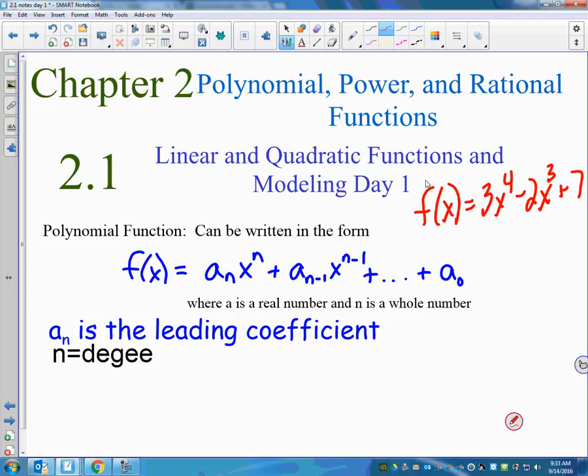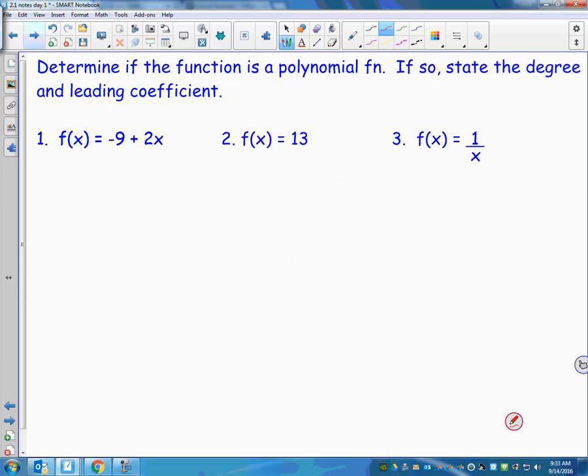Really important that you know that the n, the highest power, is the degree of that polynomial. And the number in front of that highest power is your leading coefficient. Yes? So far, so good. Oh, the exponent cannot be negative because it's not a polynomial, right? That's true.